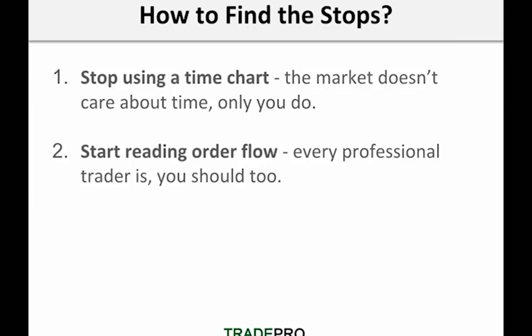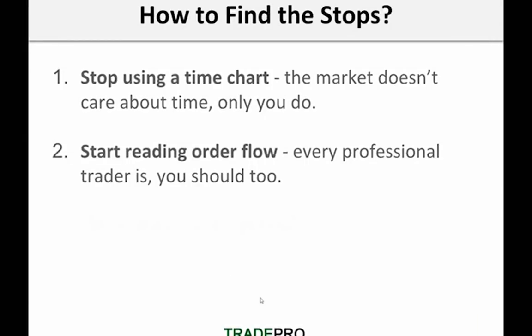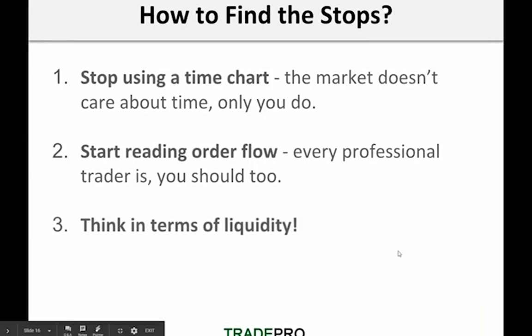The best 2 hours to day trade are 9:30 in the morning to 11:30 in the morning, because your US market opens at 9:30 and your London market closes at 11:30 Eastern. So this is what you call the US London overlap. It's the most opportunity, most amount of liquidity, most amount of volume. All right. Think in terms of liquidity.